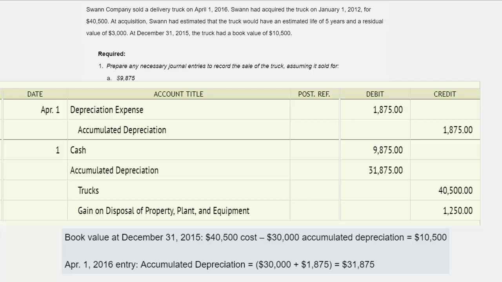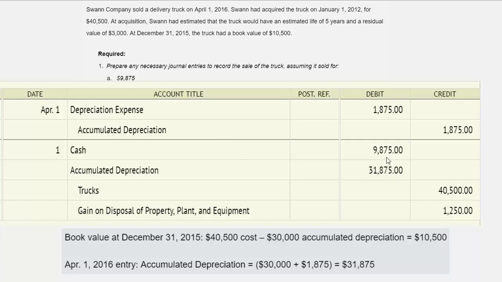Okay. Now I've repositioned some items on the screen so you can see the problem and the solution, as well as an explanation for how we take care of the remaining entry, which is now to take the asset off the books. So if we were using an account called trucks to record the cost of the long-lived asset on our books, we're going to remove it at cost, and the cost was $40,500, so there's a credit to trucks. Now, they told us we received cash of $9,875, so we would increase cash with a debit, $9,875.